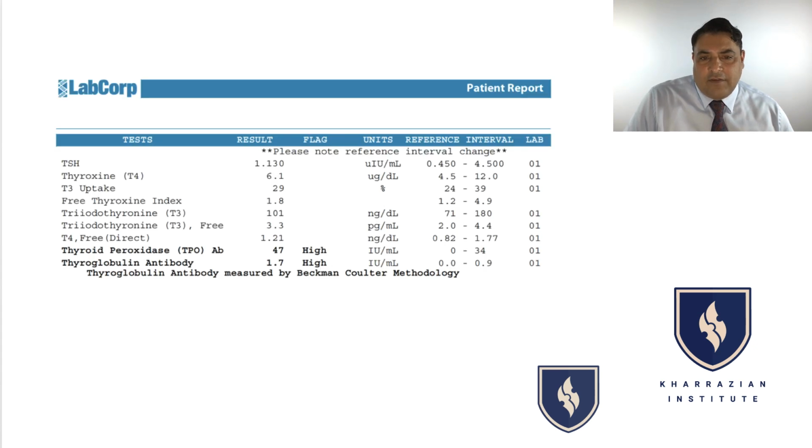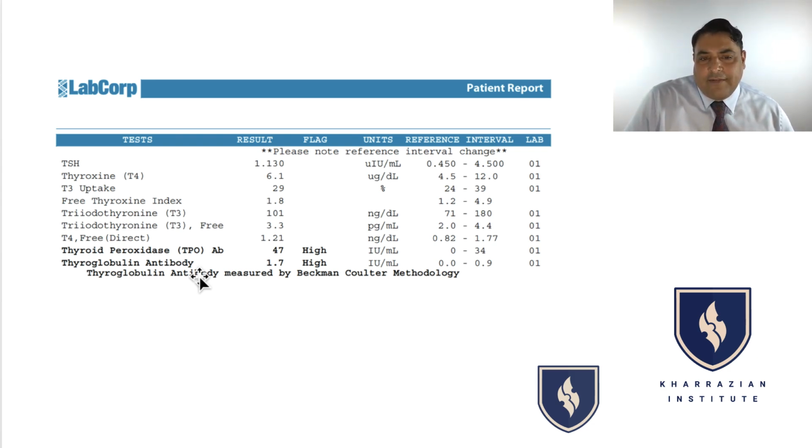Now, take a look at this example. In this scenario, we actually see that the TPO and thyroglobulin antibodies were positive. That's Hashimoto's. But if we look at the TSH level, the TSH level is within the normal reference range. So this person can't be diagnosed hypothyroid. This is a Hashimoto's autoimmune reactivity, or they call it silent Hashimoto's.